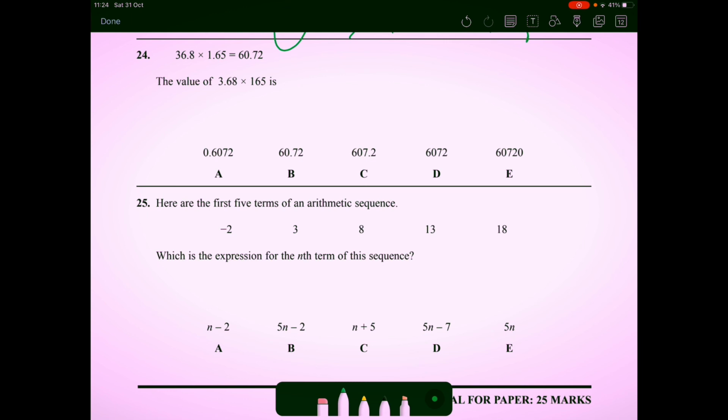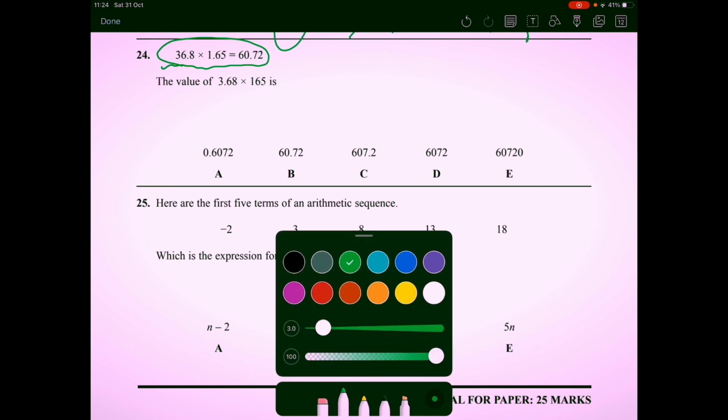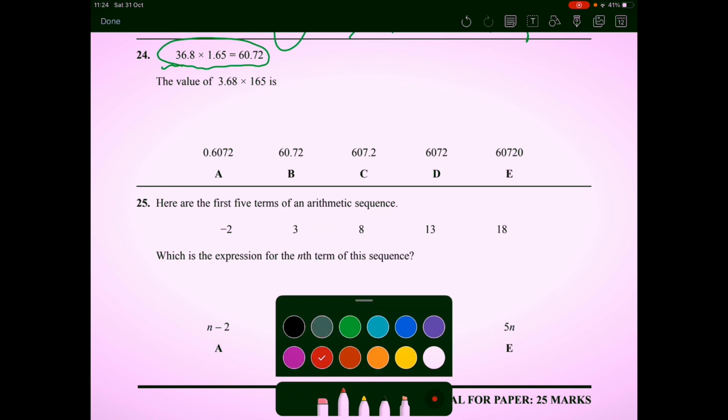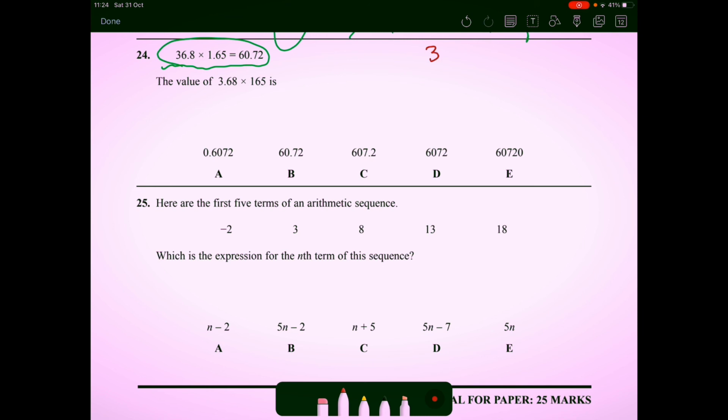36.8 times 1.65 equals 60.72. So we're given that as a fact. You don't need to think about that. You're just told that. The value of 3.68 times 165 is what? So this comes down to our reasoning and understanding of the number system. I'm going to write this fact out, and I'm going to make a series of adjustments, which hopefully should make sense as to why I'm doing them and lead us to what the question is.